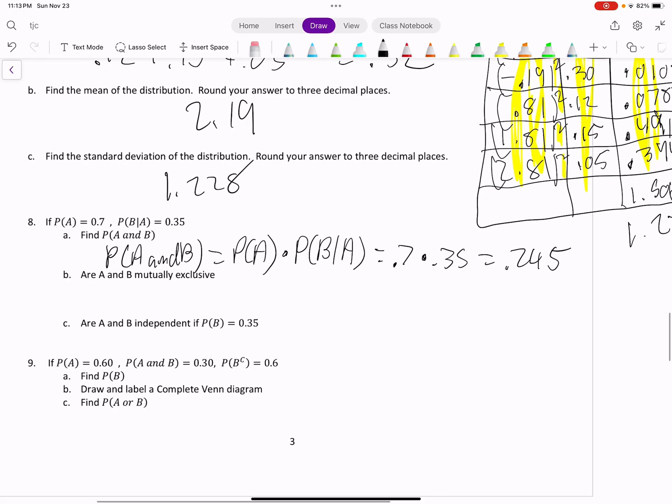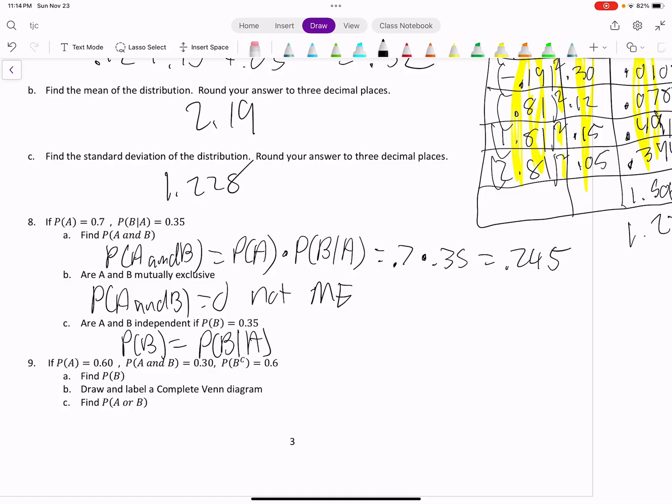Okay. Are A and B mutually exclusive? A and B are only mutually exclusive if probability of A and B equals 0. So if probability of A and B equals 0, then it's mutually exclusive. This is not true, so they're not mutually exclusive. Okay. Are they independent? They're independent if probability of B equals probability of B given A. So does 0.35 equal 0.35? The answer is yes. So yes, they are independent.